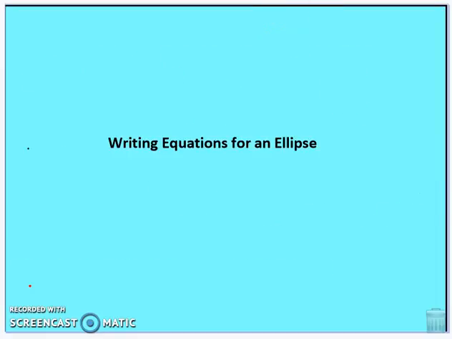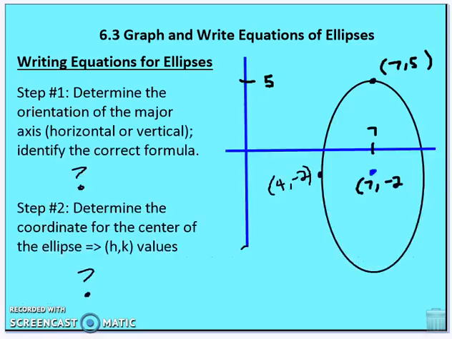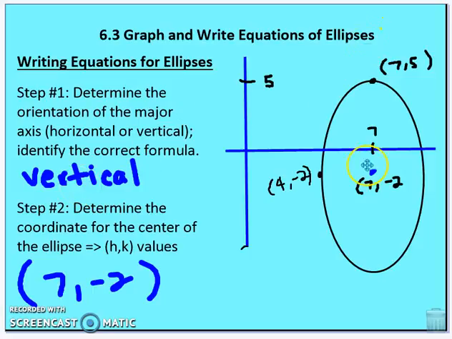Okay, so now writing equations for ellipse. So now we're going to take a graph and we're going to write an equation for ellipse based on the graph. All right, so here is the graph. So first step is to determine whether or not it's vertically oriented or horizontally oriented ellipse, and then find the HK values. You see it's a vertically oriented ellipse. We'll find the distance from the center to the vertex is going to be the longest length here. So it'll be vertical, and then we determine the coordinates for the center, 7, negative 2.